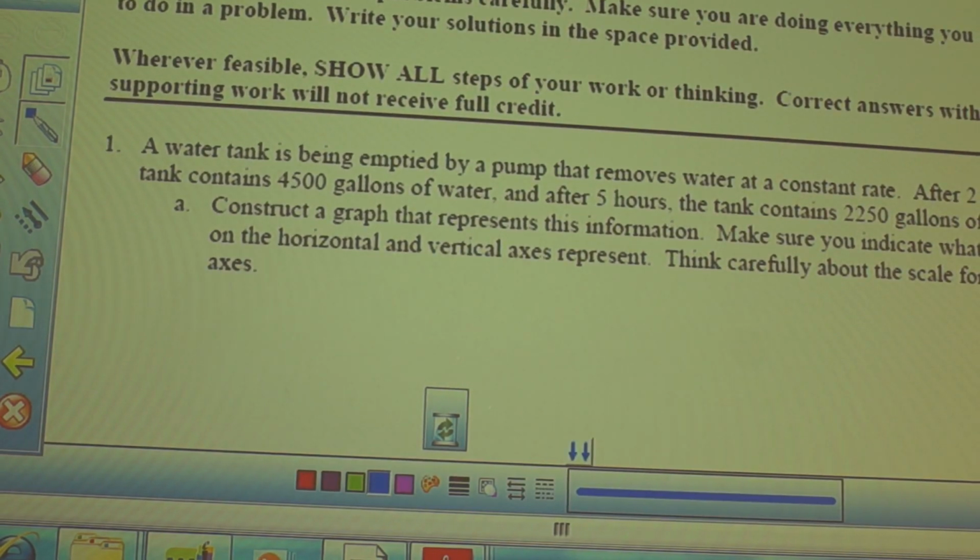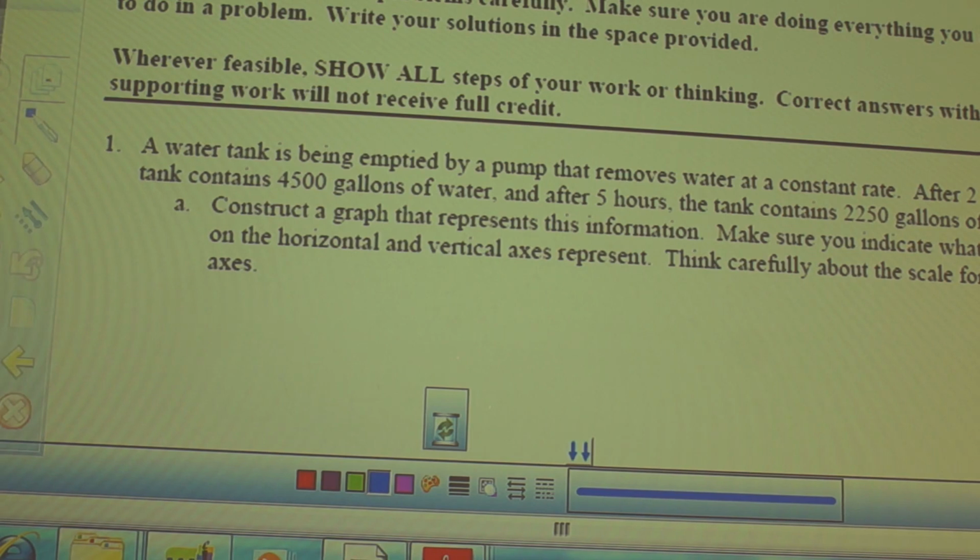All right. So let's get someone to read this first one. No, we're doing this one in class. Natalia, go ahead and read for me. Water tank is being emptied by a pump that removes water at a constant rate. After 2 hours, the tank contains 4,500 gallons of water, and after 5 hours, the tank contains 2,250 gallons of water.